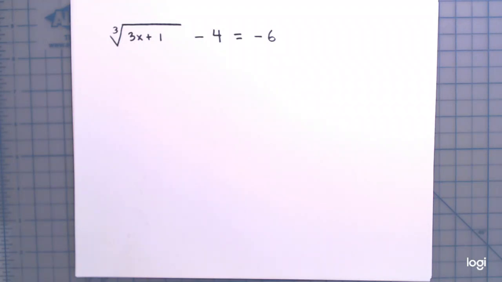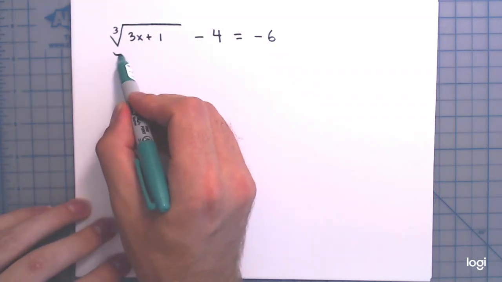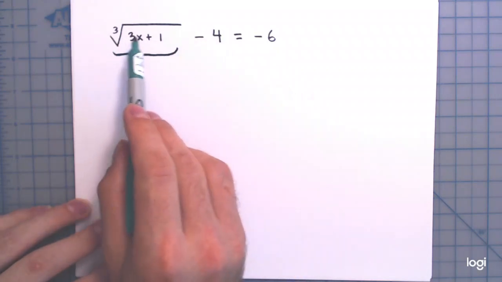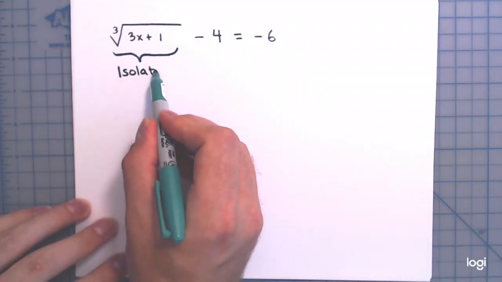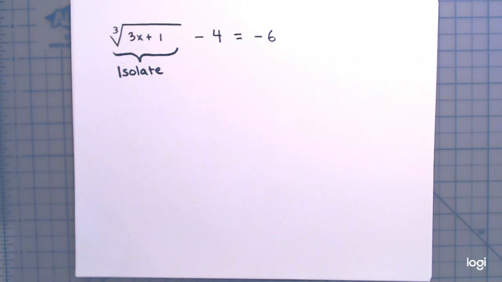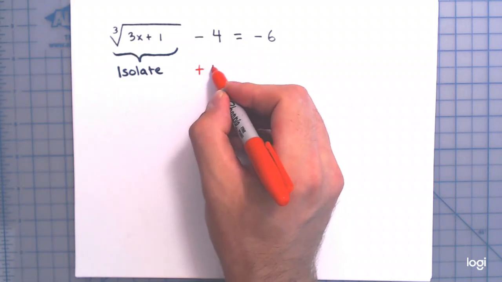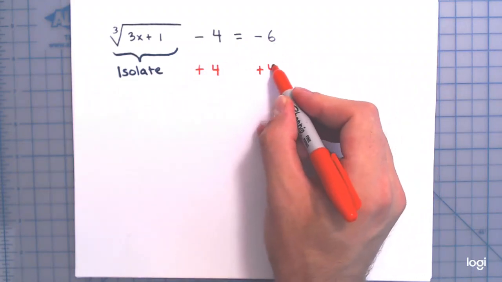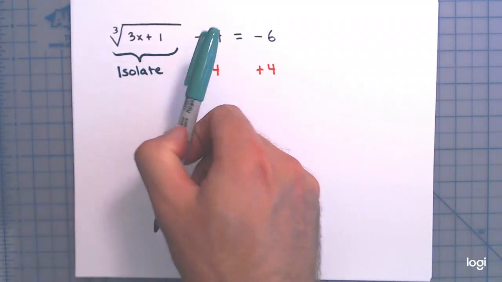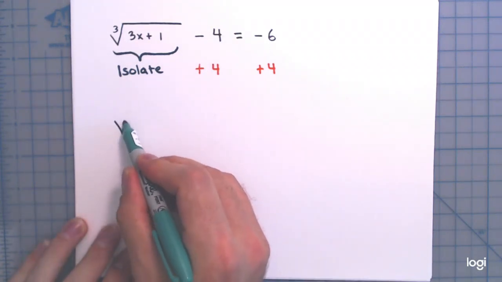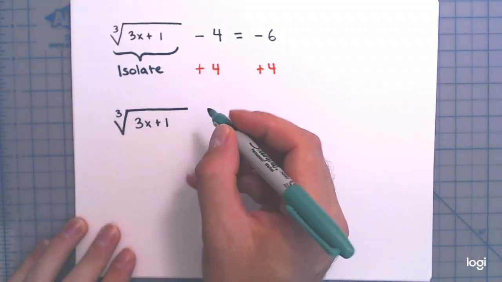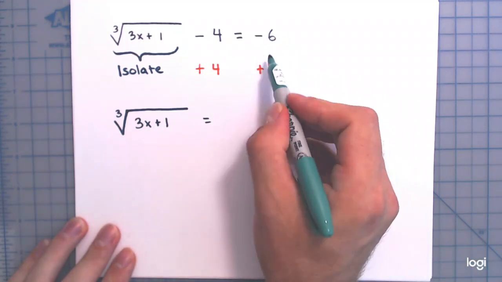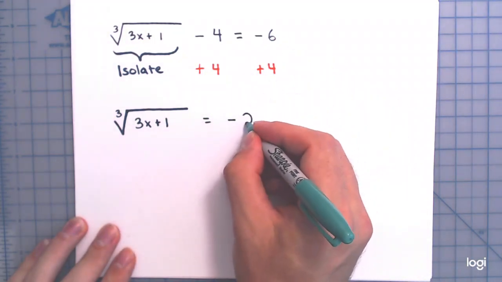I'm following the same steps every single time with these equations with a single radical. I'm going to take this radical term. I wish to first isolate this. So the first thing I'll do is the addition of 4 to both sides. That gets rid of that negative 4, leaving me with the following, right? The cube root of 3x plus 1 on the left equals, and then negative 6 plus 4 is negative 2 on the right.